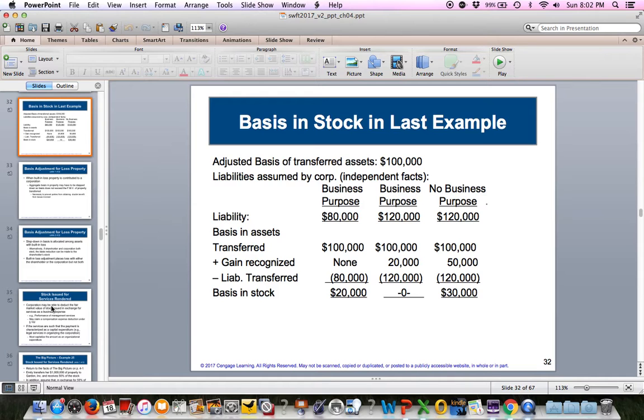Adjusted basis of transferred assets is 100,000. Liabilities assumed are independent facts, 80, 120, and 120. The third one, of course, being the no business purpose. And so basis in assets transferred is the 100,000, plus gain recognized, it's 0, 20, or 50, minus liabilities transferred, the 80, 120, or 120, gives us a basis of either 20, 0, or 30.